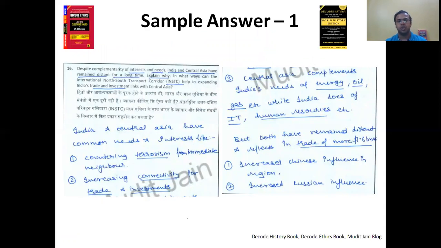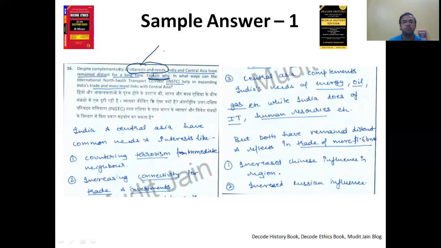Now, let us discuss 2 sample answers. The idea is that while going through my answers, we'll try to find the mistakes that I have committed. We'll try to apply the structure that I've told as well as try to find the mistakes. So let us read this question. Despite complementarity of interest and needs, see how I have underlined in the question paper itself. Despite complementarity of interest and needs, India and Central Asia have remained distant for a long time. Explain why. So the question is that India and Central Asia have remained away for a long time. You have to tell reasons for that. But as the question says that we have complementary interest and needs, you have to dwell on this as well. This becomes your statement.